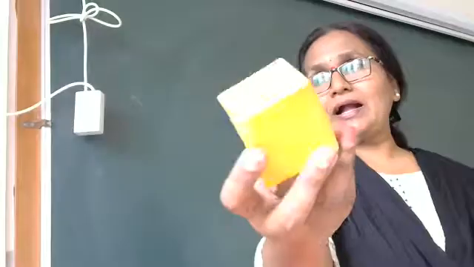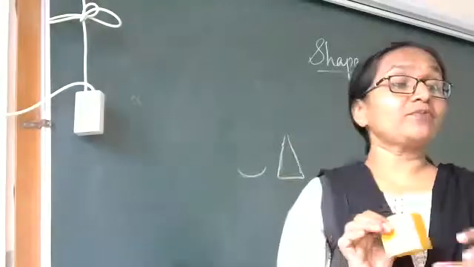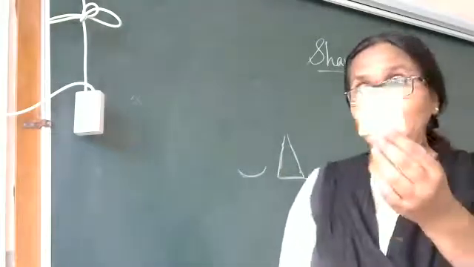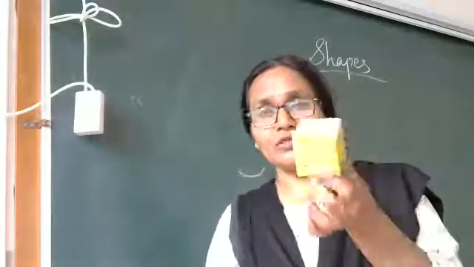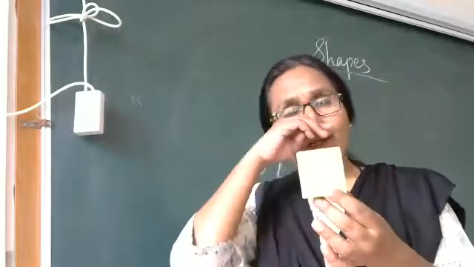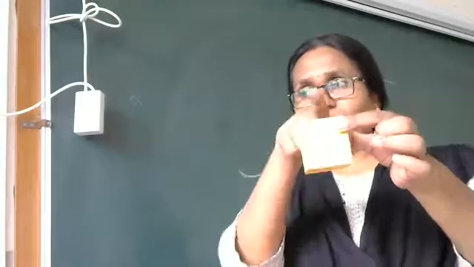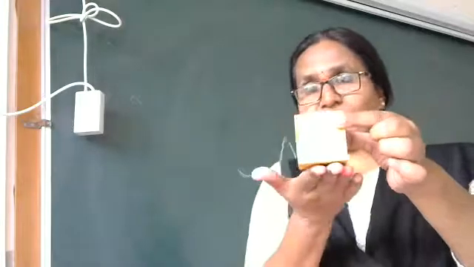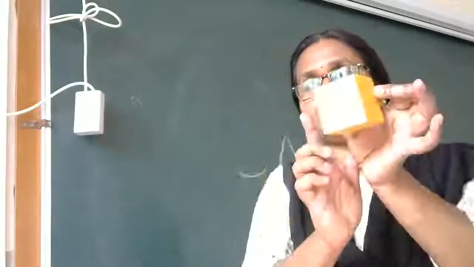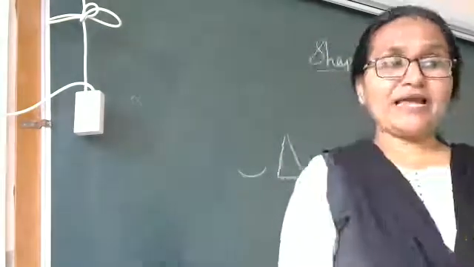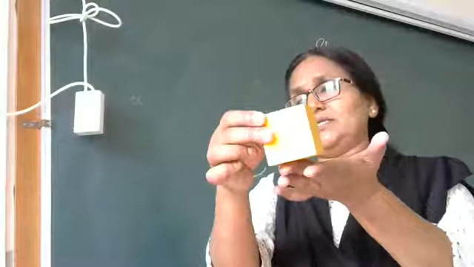In my hand I have the solid shape, the cube. Carefully, I'll stay a little far from the camera. As I told you, this is the face. Now I'll hold it this way. One face, two face, three face, four face, five, and opposite of that is six. So how many does it have? Six. You can see here. Six it is.